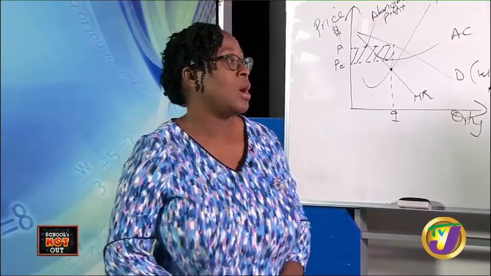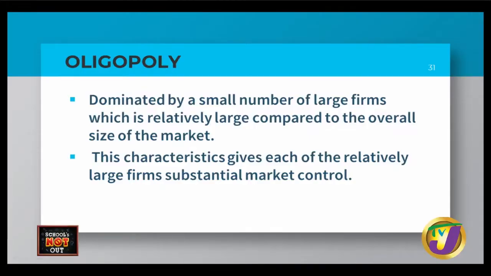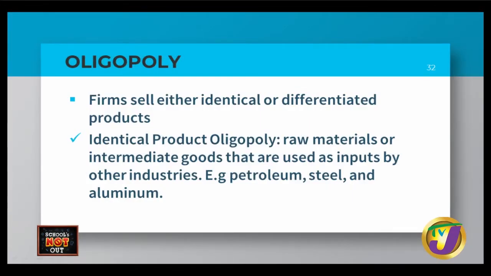Now we're going to look at the final market structure, oligopoly. Now, oligopoly, it's dominated by a small number of large firms. So they control the market. So it's usually anywhere between 3 and 8. But in terms of the industry and market share, they have a significant market control of that industry. The product that they sell is either identical or differentiated.